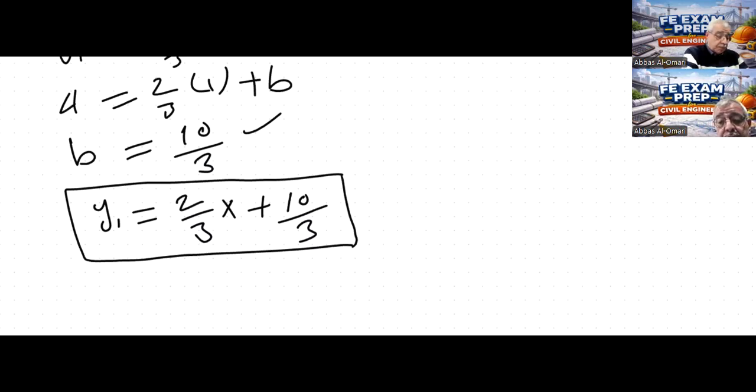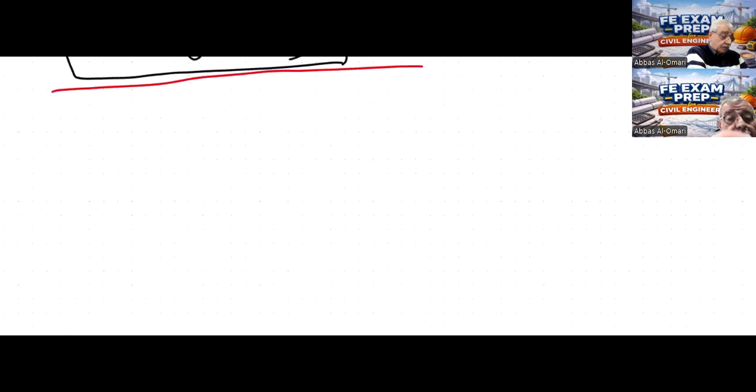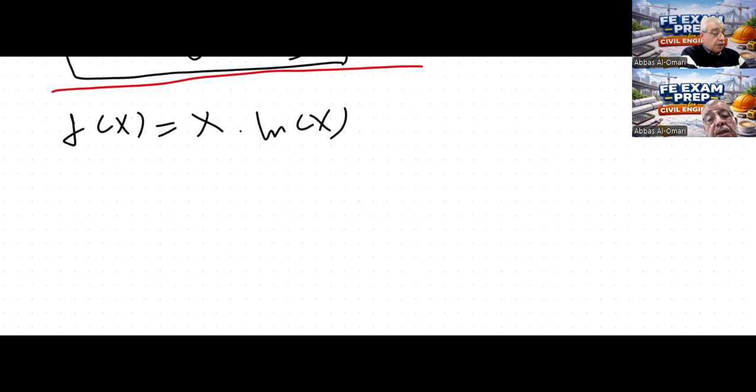Now I move to the second problem. In this problem, I have a function and I want to determine the second derivative. The function is f of x equals x ln x, the natural logarithm of x. So we have a function composed of the multiplication of two functions.